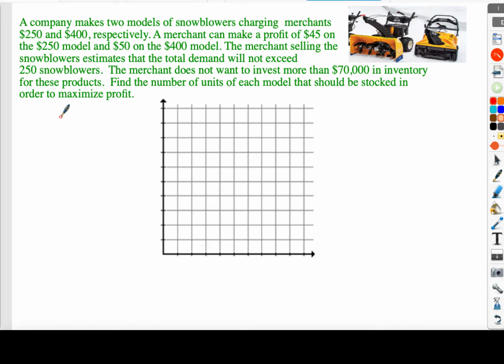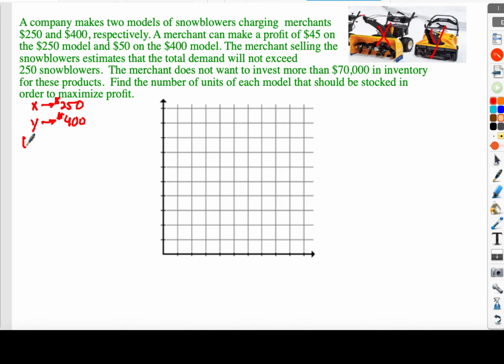So we've got this snowblower example up top. Basically, and I'm just going to jump to the end of the problem. You can always pause it right now and read through the whole problem if you'd like, but I'm going to jump to the end. It's saying find the number of units of each model of snowblower. So I'm going to call one model X and one model Y. I've got X model that I'm just going to say was my $250 snowblower. And the Y model, that I'm going to say was this $400 model that we're looking at.